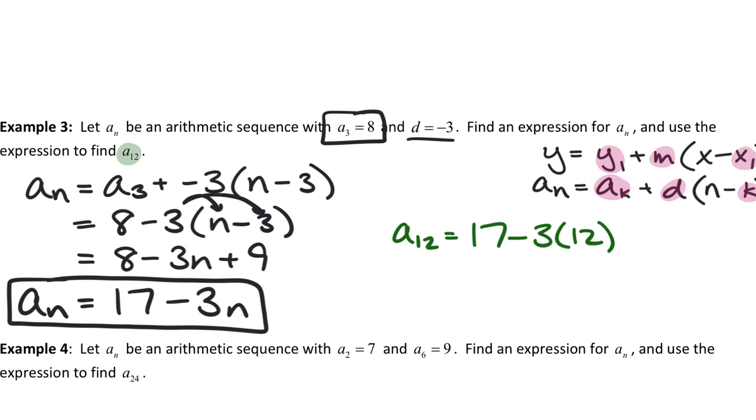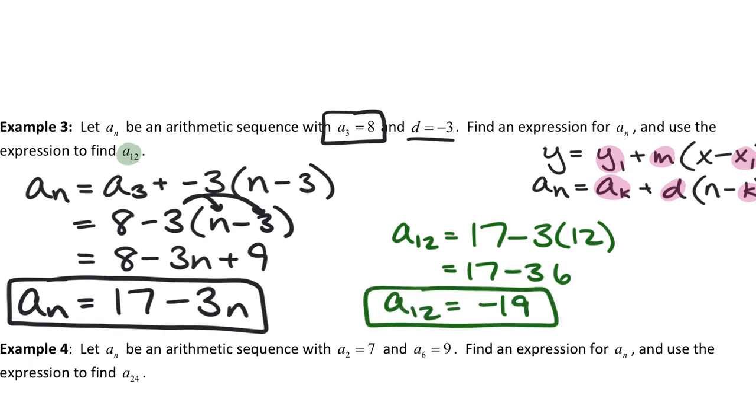So if we do that, this is going to be 17 minus 36. And if we turn our brains on this early Monday morning, that's negative 19. And voila. So we can use the information we were given, just like with a point and a slope, to find the equation for the sequence and to use the equation to predict the future, to predict further values in the sequence.